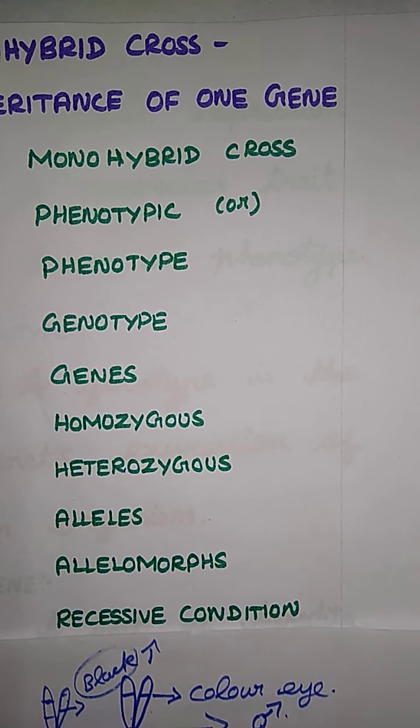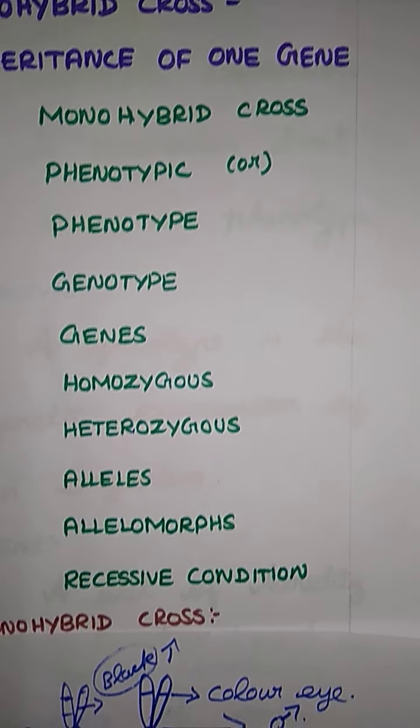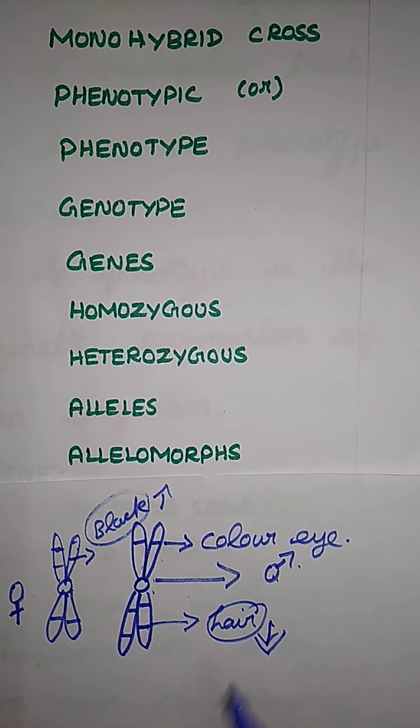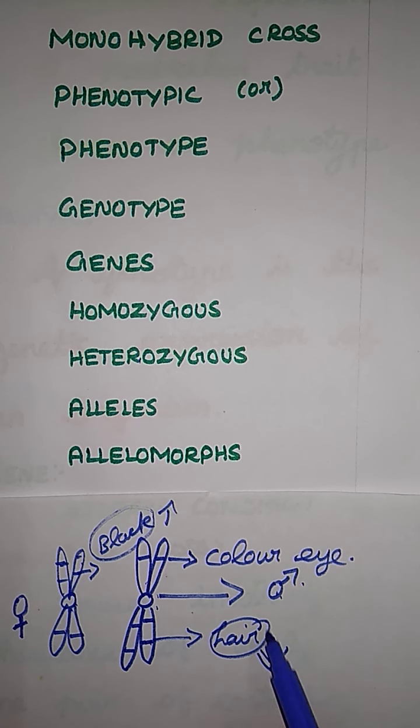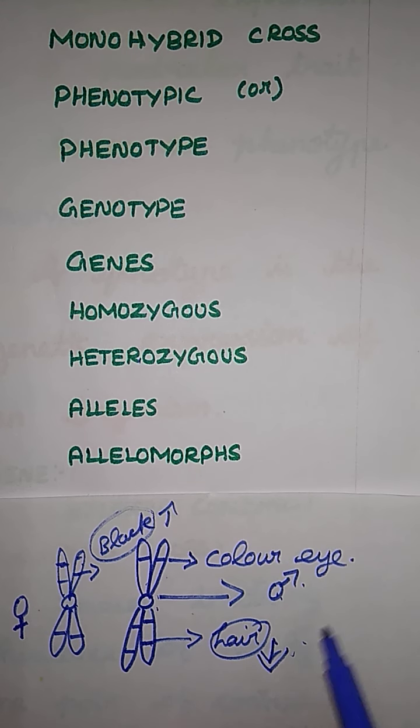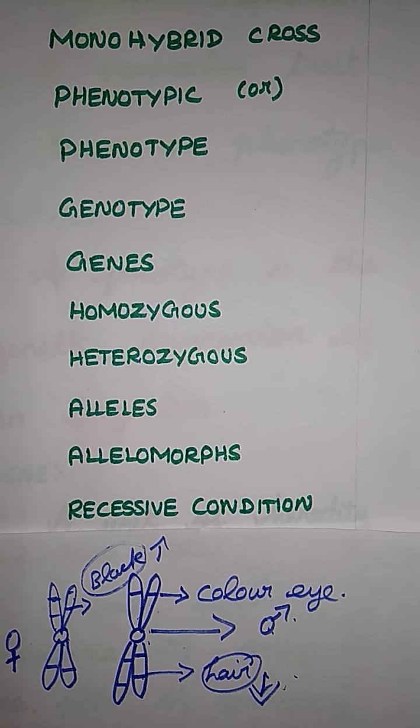Alleles are allelomorphs, that is, the same. The next one is the dominant condition and the recessive condition. What is a recessive condition? In a recessive condition, the character is suppressed, as if masked. It won't be expressed directly. The dominant suppresses the character of the recessive. That is the recessive condition.